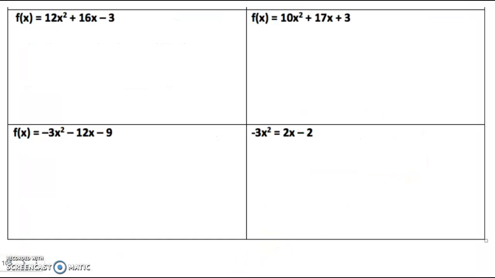Be careful on this last one right here. This one looks a little bit different, but don't be scared. What's happening here is they've already kind of set it equal to 0. So what we're going to do is we're going to get 0 on one side of the equation by adding 3x squared to both sides.